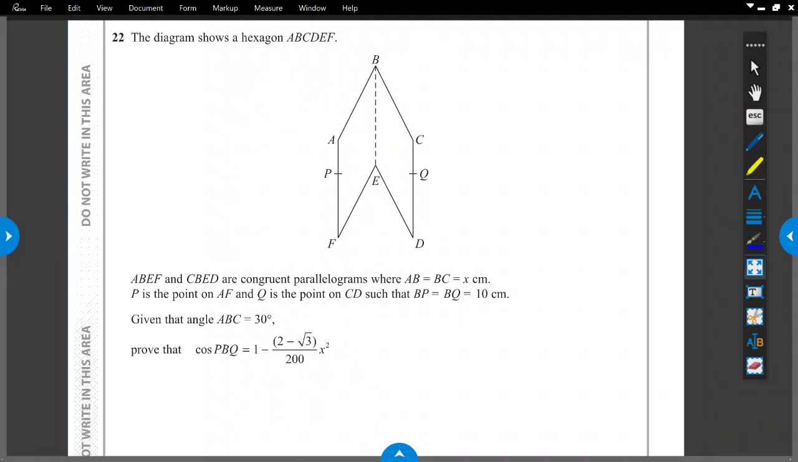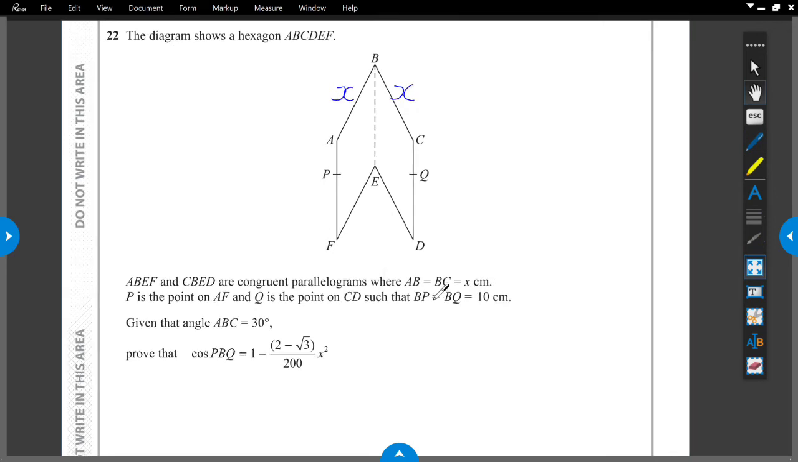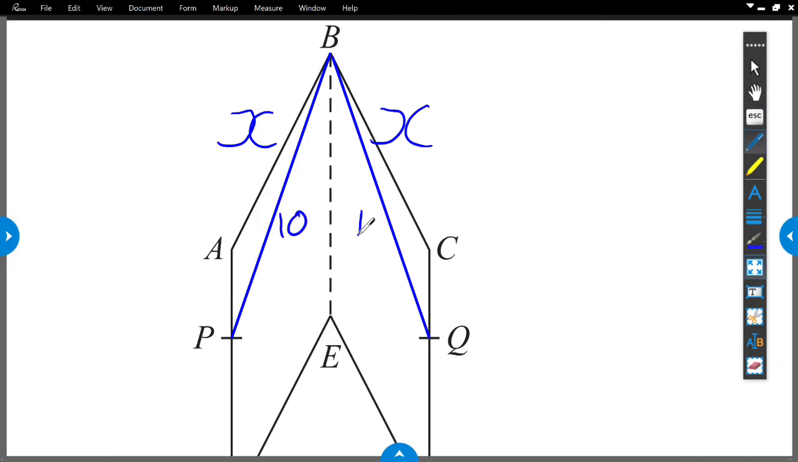Quite a nasty question, but as always, let's draw on what we have. So we're told AB is equal to BC, and both of those are equal to X. Then we're told that BP is equal to BQ, and those are 10. So I'm just going to sketch that on as well. We're trying to find this angle here in the middle, or the cosine of that angle, should I say. And we're given that this angle is 30.